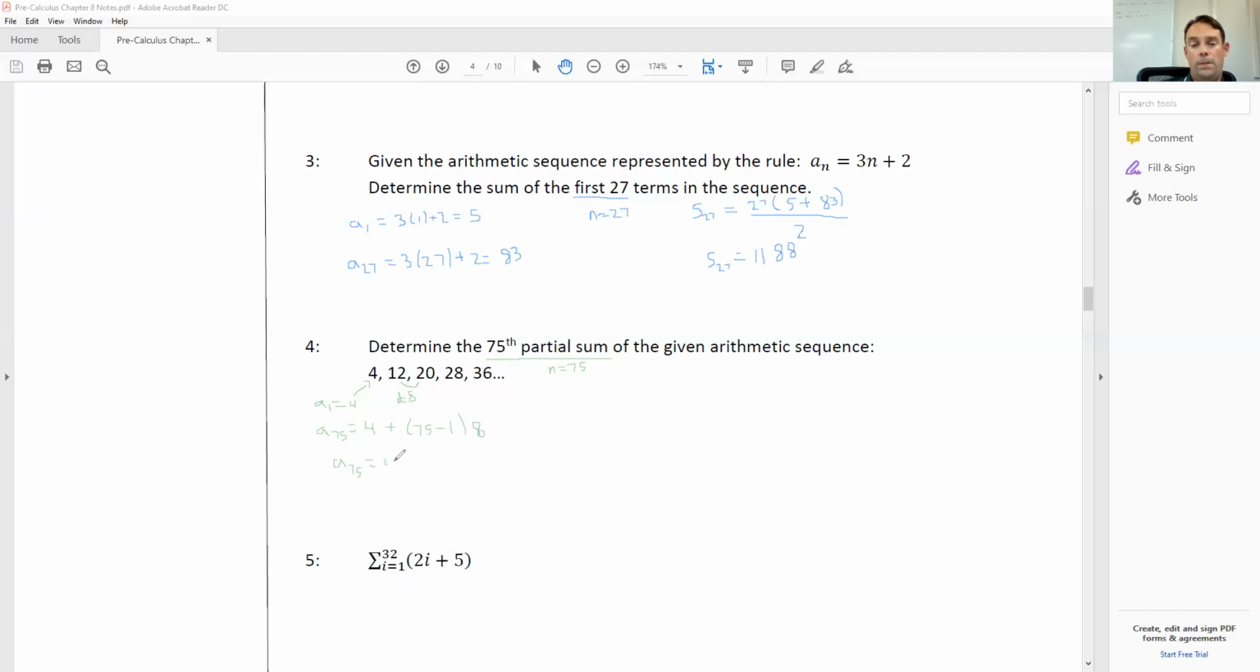So we got 4 plus 74 times 8. So that means my 75th term would be 596. All right, so now we can go ahead and figure out our sum here of these 75 terms. So 75 times 4 plus 596.